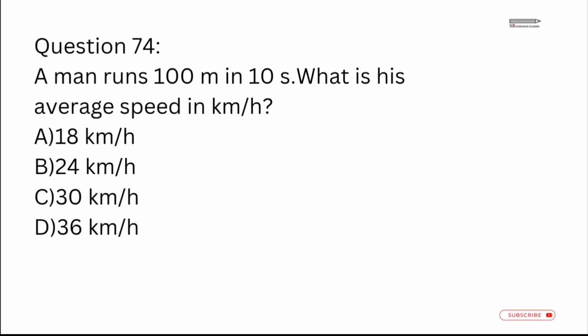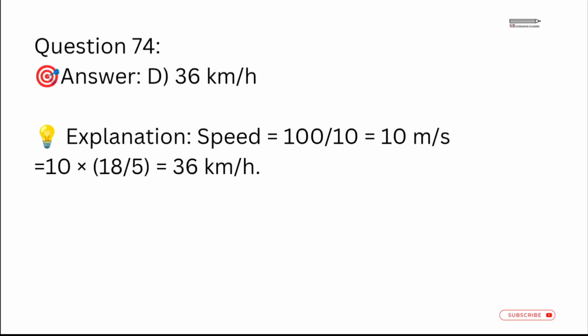A man runs 100 meter in 10 seconds. What is its average speed in km per hour? The answer is option D, 36 km per hour.